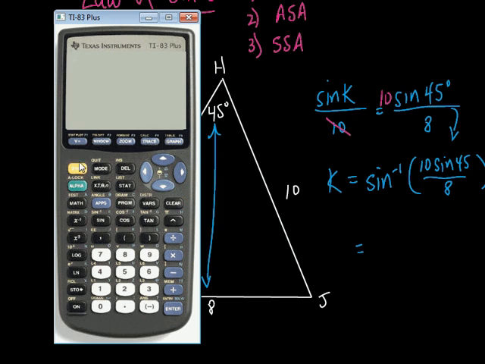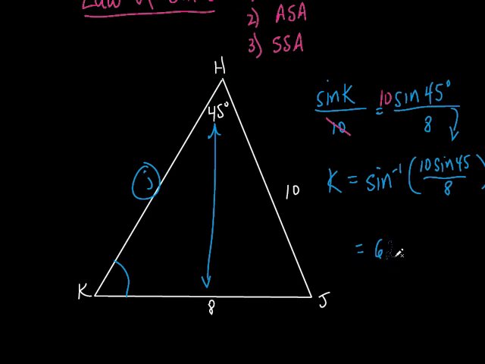So on this calculator, I'm going to go second function sine first. It already gives me the parentheses, so I can go 10 sine of 45 divided by 8, close the parentheses. Hit equals, 62. And it says on these, when you find the angle, round it to the nearest degree, no tenths or anything. So we'll just round it, 62. And that's angle K. I'll put that right there, 62 degrees.